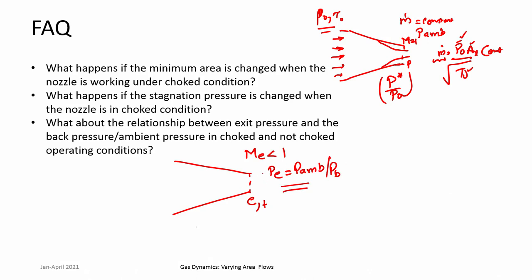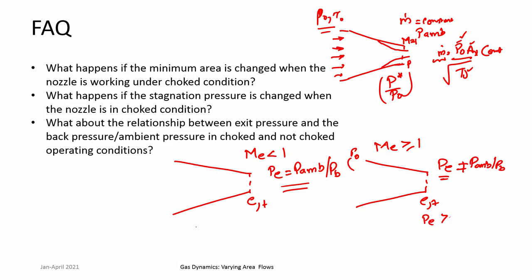this condition is satisfied. But the moment M exit becomes greater than or equal to 1, if you give the correct pressure ratio across the nozzle, then PE will not be equal to P ambient or back pressure, okay. They need not be the same. What is PE? You have to calculate by isentropic relations. If you are increasing P naught, then generally PE will become greater than P ambient. Then the nozzle has enough pressure to expand further out of the nozzle. So, it will expand out of the nozzle.